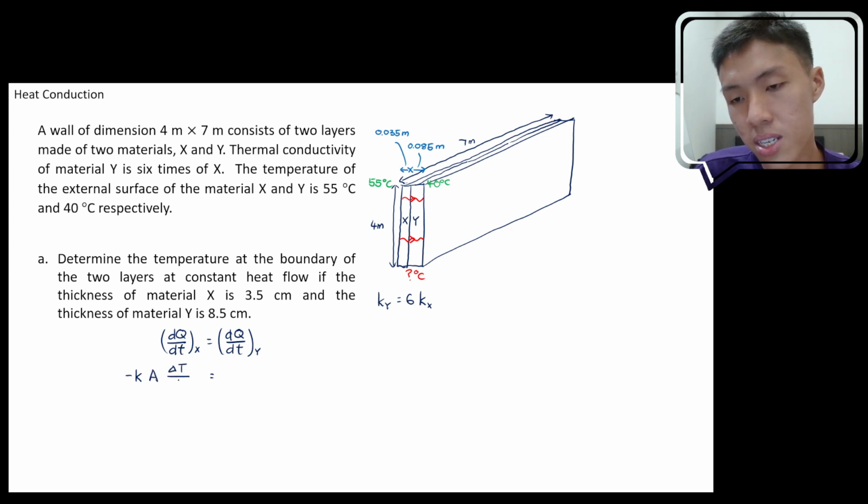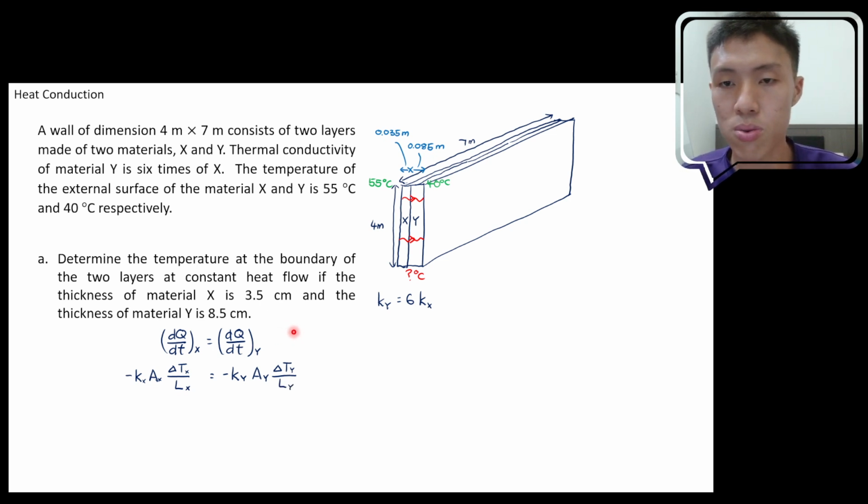Again, we assume steady state and thermally insulated, so you can simplify the equation. All this is for X, X, X, and X. On the other side, you have the same thing, but for Y: KY, AY, delta T of Y, and also L of Y. So now you have reached this stage already. Let's try to substitute what we know and remove things that are the same.